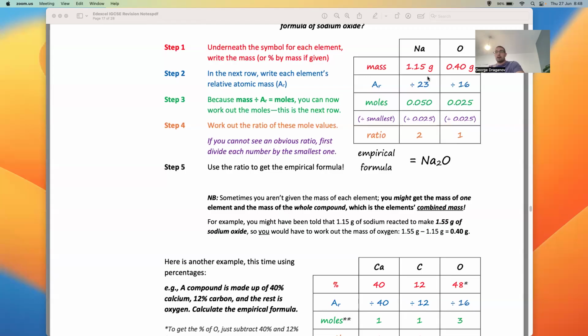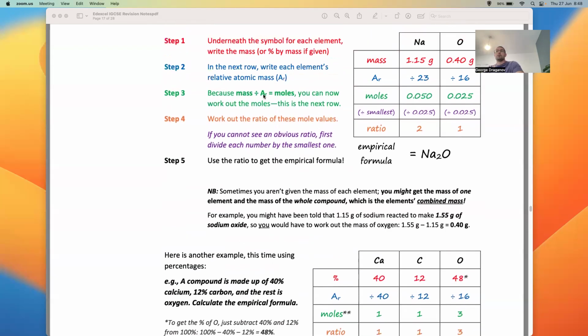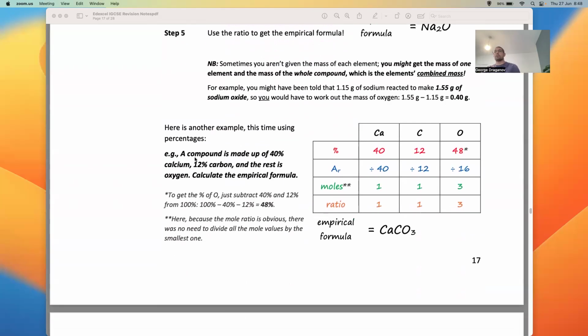These examples were with mass, but you're supposed to treat percent as mass. So for example, if they say to you a compound has 40% calcium, treat that as 40 grams essentially. 12% carbon, and the rest is oxygen. You'll need to add these two together and subtract them from 100 to get 48%. Then your first step is moles. So remember, percent is treated as grams, and it adds up to 100 obviously.